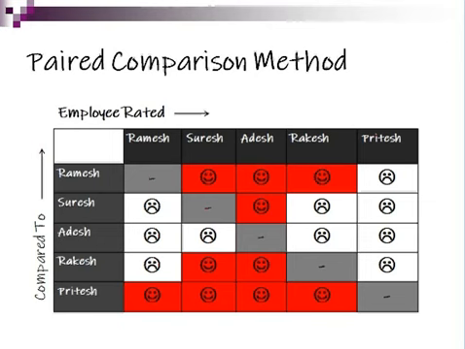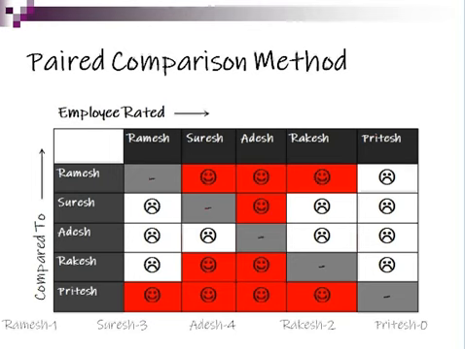So this way can be used, and if you see here, at the end of it, we are counting the number of times one employee is found to be better than the other. So Ramesh has been found to be better once, Suresh thrice, Adesh 4 times, Rakesh twice and Pritesh not even a single time. So that means Pritesh has not been found to be better than any other employee, whereas Adesh has been found to be better than 4 other employees. That means almost all the other employees.